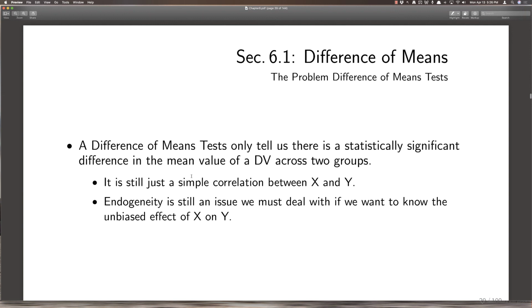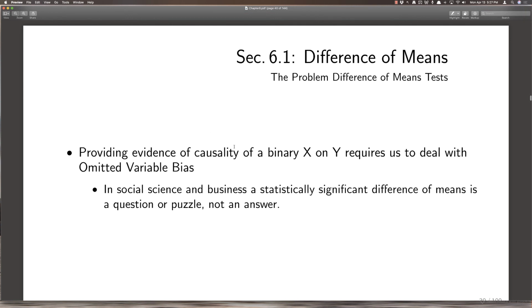Pick your poison, t-value, p-value, whatever you want to do, however you like to roll, the interpretation is the same. We can reject the null that beta 1 hat, the difference between the two groups, is 0 if t is bigger than 2 or 1.96, or if p is smaller than 0.05 if we're using a level of significance of 0.05. So providing evidence of causality on a binary x and y requires us to deal with that omitted variable bias.